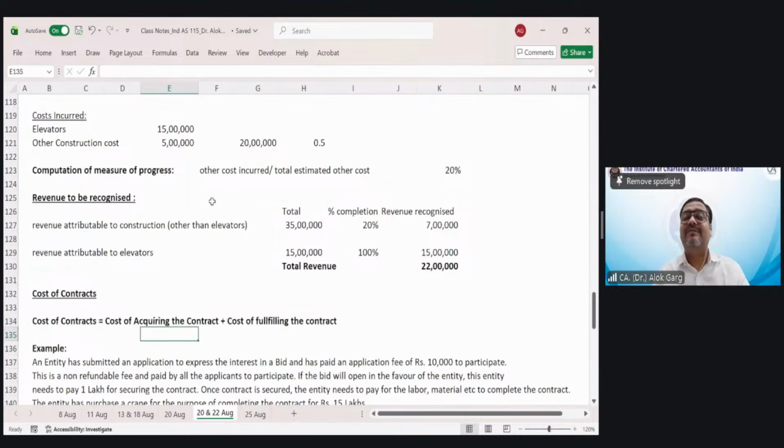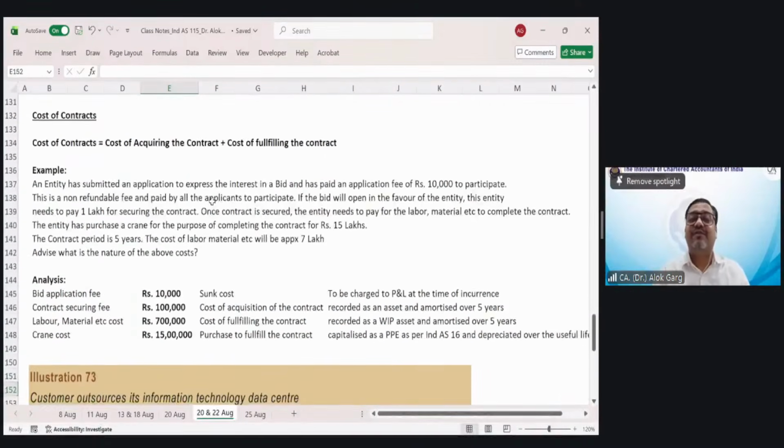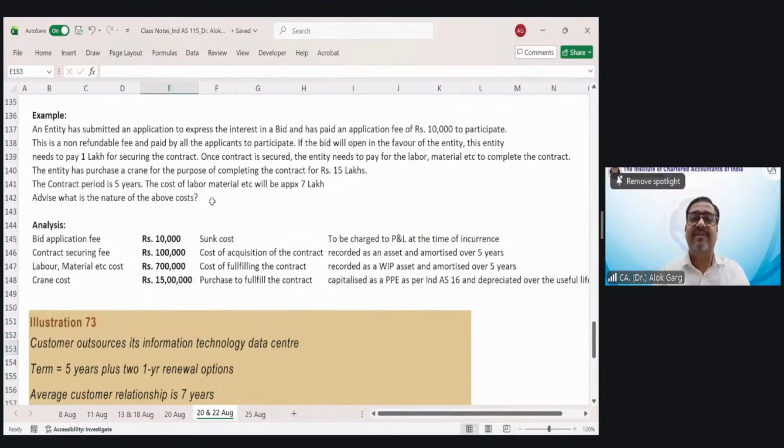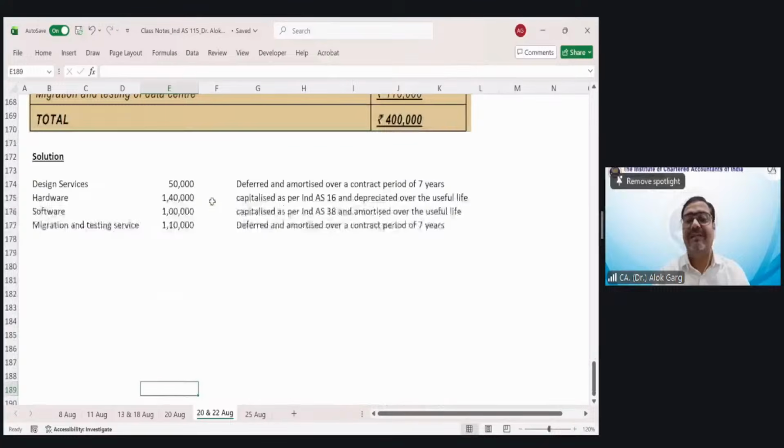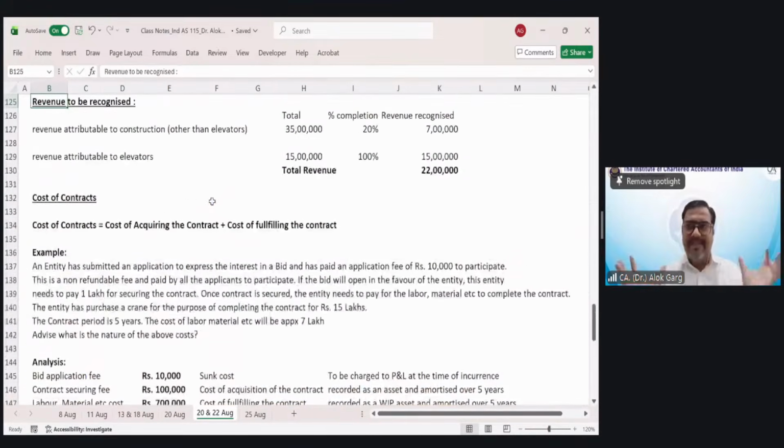Okay. So this is why we discussed the concept of cost of contract, and we have discussed one question from my side and one question from the ICAI study material. My dear friends, those who were not able to sum up this concept in the last class, I believe now you guys have understood it very well. Step number 5, recognition of revenue over a period of time or at a point in time, input method, output method, cost of contract, cost of acquiring the contract, cost of fulfilling the contract. Please tell me, have you understood or you haven't understood? Please tell me.